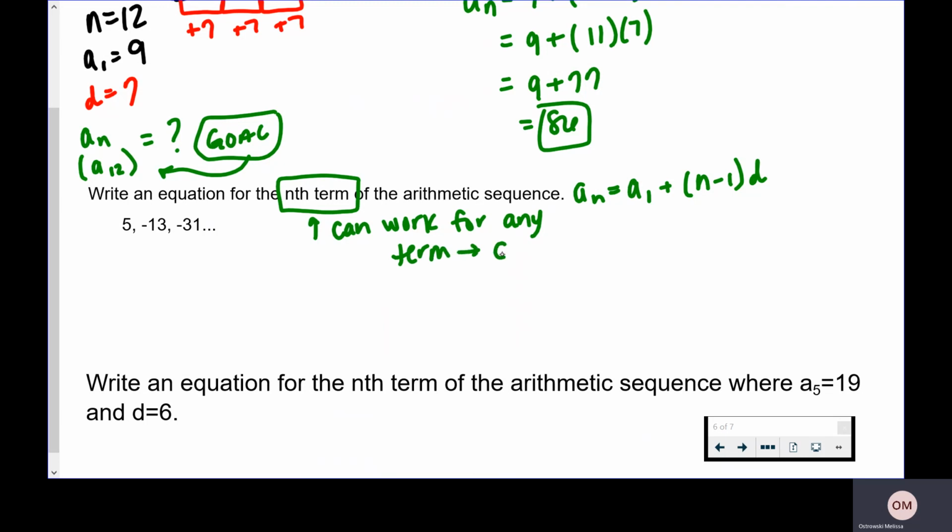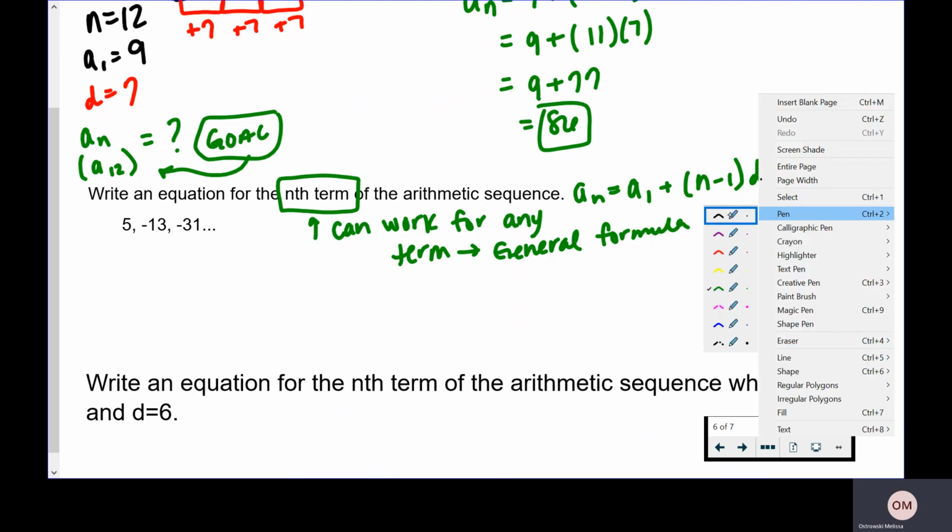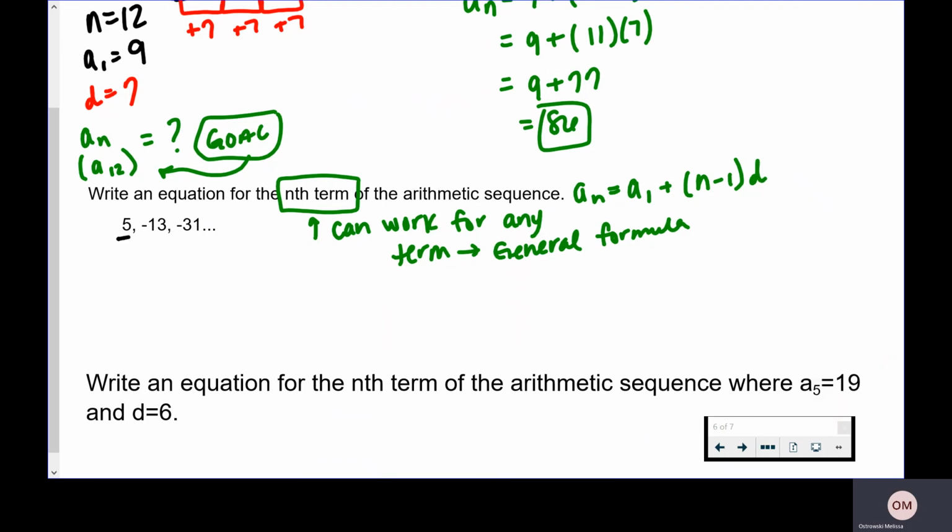This is the general formula. I only know a few things. I know my first term, and I can find out what my common difference is. 5 to negative 13, negative 13 to negative 31, we are subtracting 18. That is how you get from 5 to negative 13 and then negative 13 to negative 31. d is equal to negative 18.